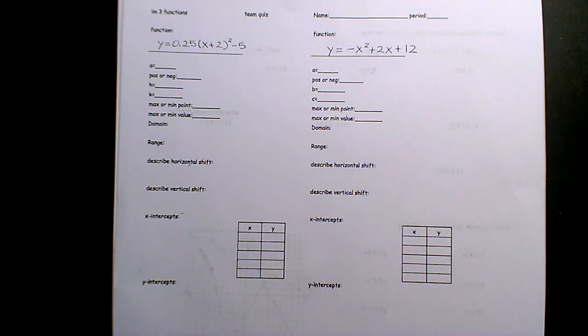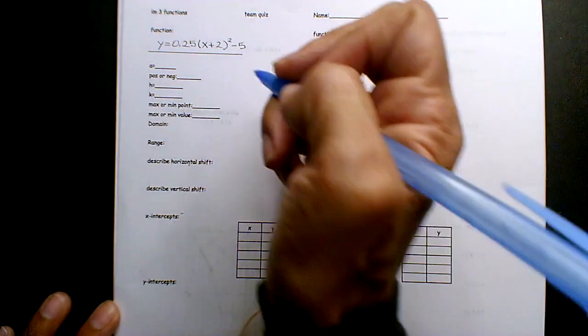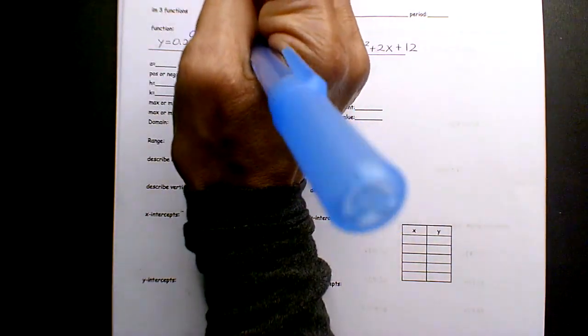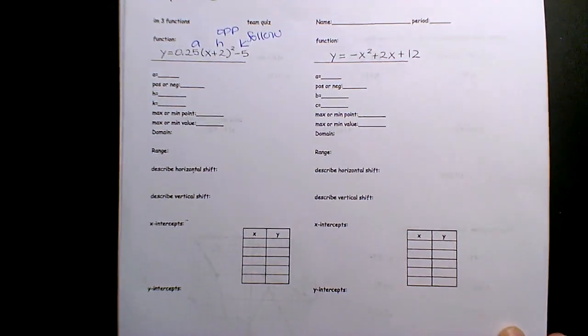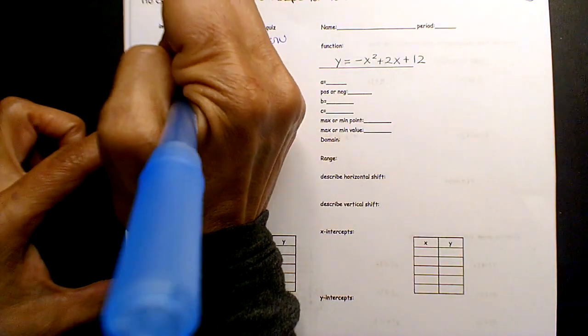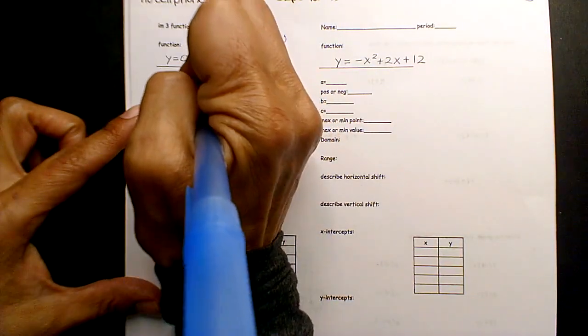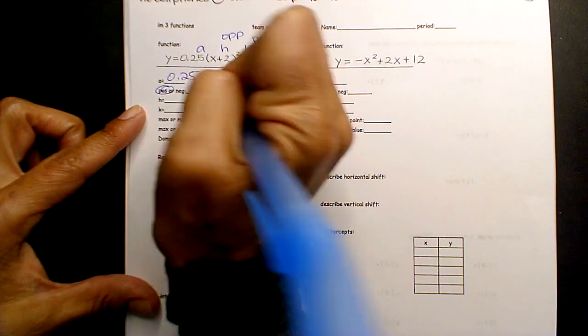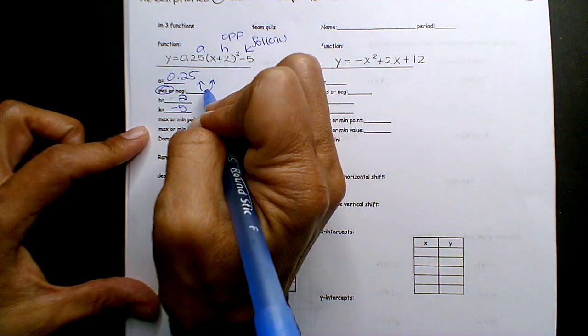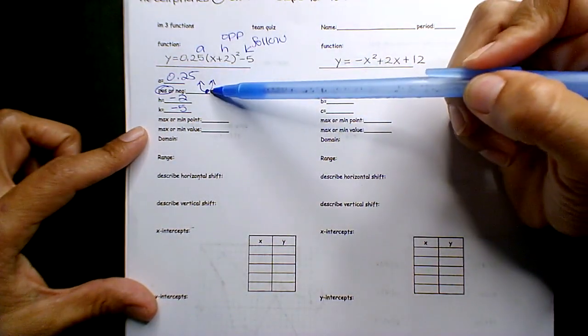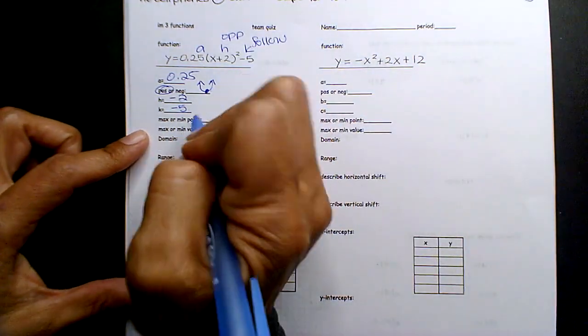Okay, vertex form. So you got your a, h, k, opposite h, follow k, right? So you guys are great with this. 0.25, it's positive, so it looks like this. So my vertex is going to be down below, -2, -5. Because my vertex is at the bottom, it's a max or min?